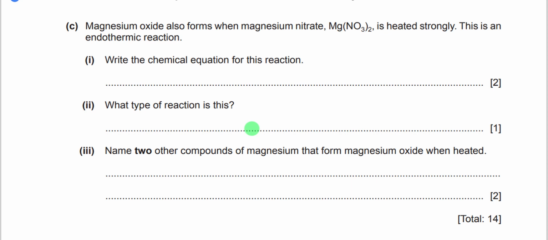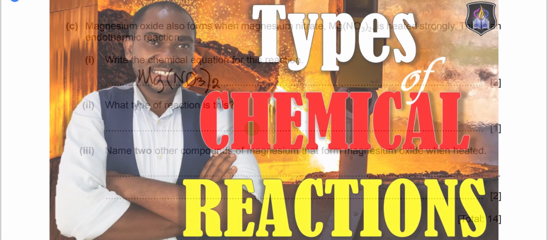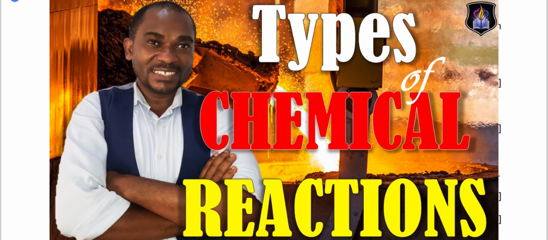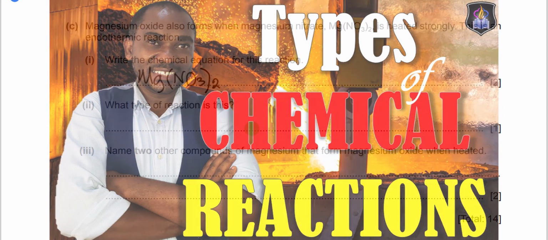Thermal decomposition. That was the breakup into two or more products when they are heated. We made a video on types of reactions, which includes decomposition reactions. So if you want to learn more about types of chemical reactions, you can watch that video. We've added the link in the description.